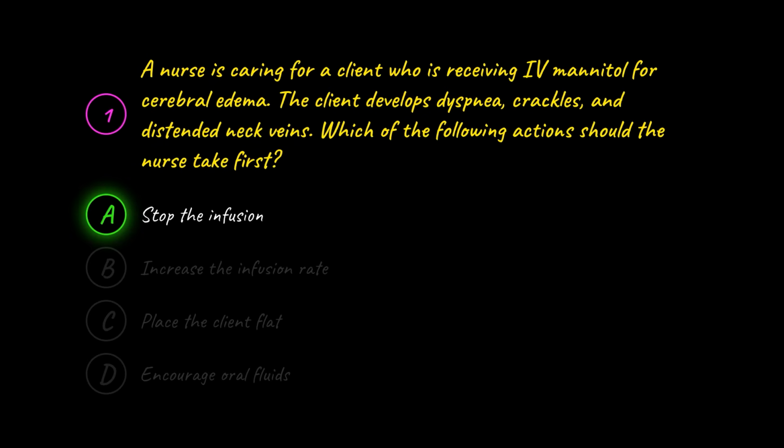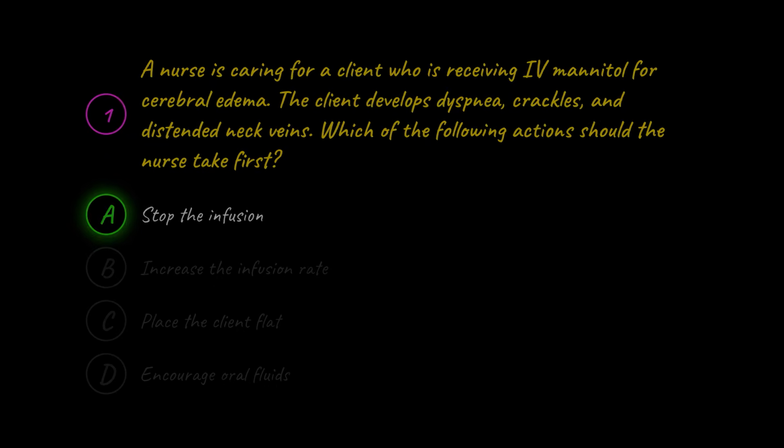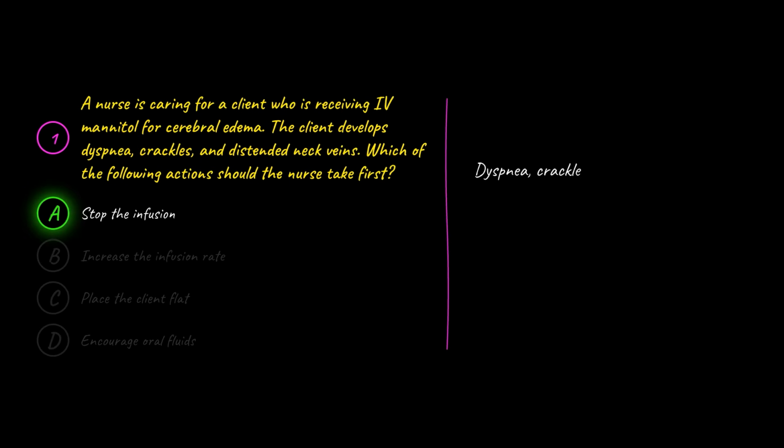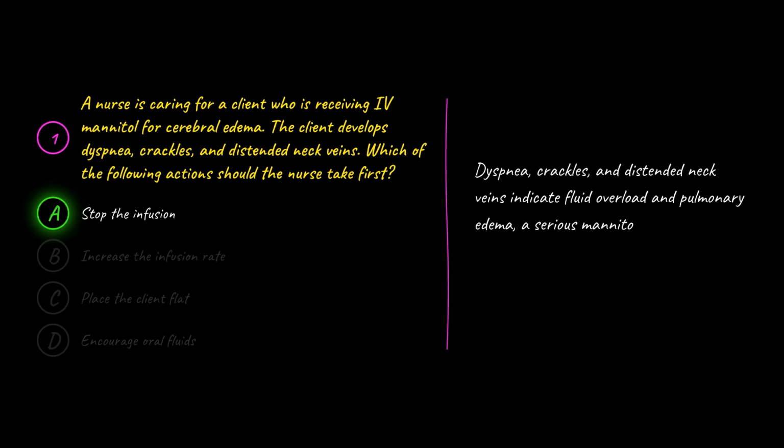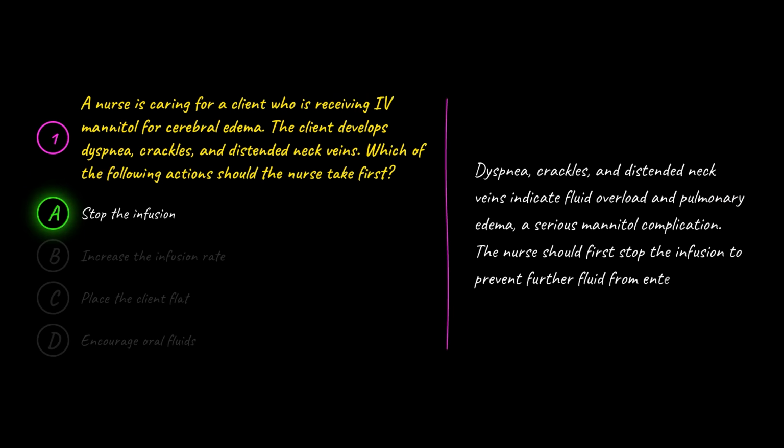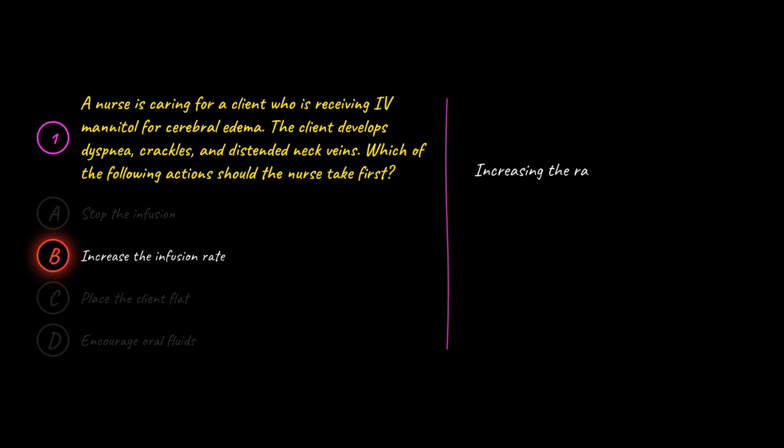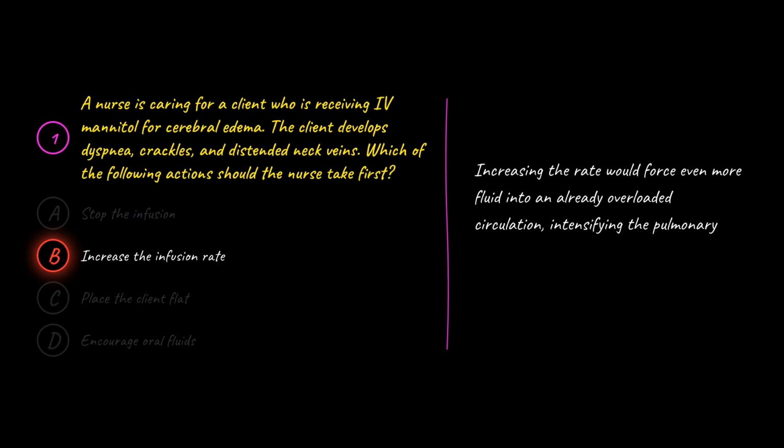The correct answer is A. Stop the infusion. A is correct because dyspnea, crackles, and distended neck veins indicate fluid overload and pulmonary edema, a serious mannitol complication. The nurse should first stop the infusion to prevent further fluid from entering the vascular space, then notify the provider. B is wrong because increasing the rate would force even more fluid into an already overloaded circulation, intensifying the pulmonary edema. The safe first action is to halt the drug, because speeding it up directly worsens the very problem the client is showing.